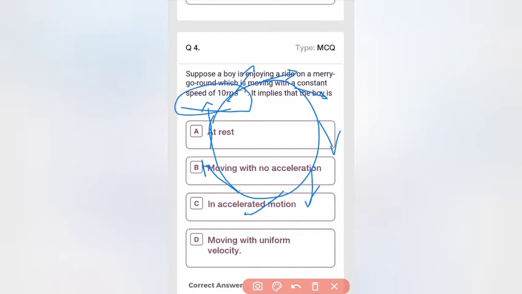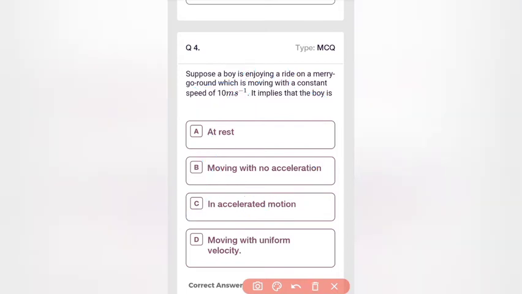The speed is 10 meters per second. It has the same constant speed, but it is moving in a circle, so it has different directions. That means it's a variable velocity. Variable velocity means it is said to be in accelerated motion. Option C is the correct answer, in accelerated motion.